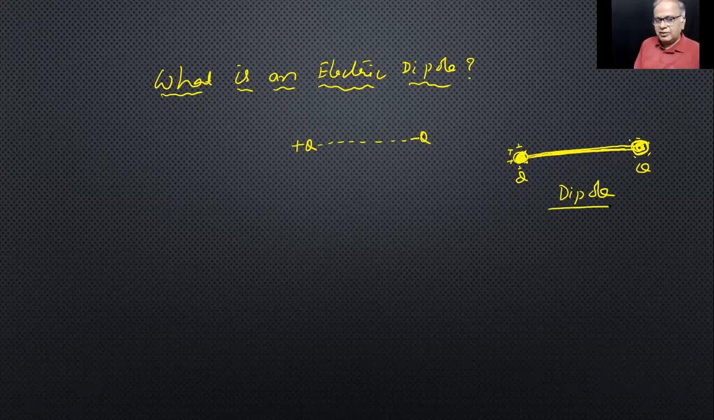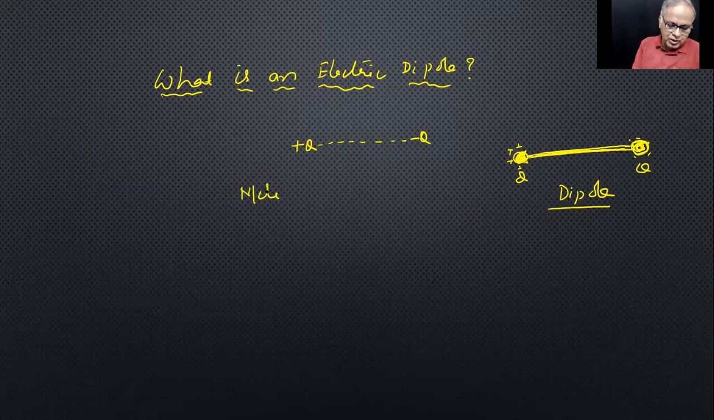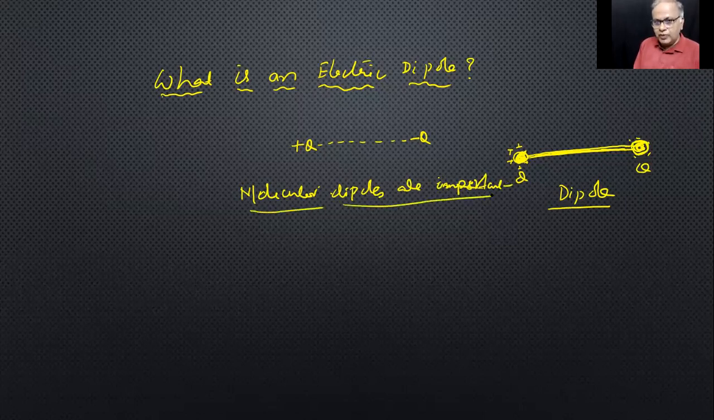But that kind of dipole is not very important. Maybe it's important somewhere in some kind of industry, I'm not very sure. But molecular dipoles are important, isn't it so? Could you tell me what a molecular dipole is? Or dipoles at a molecular level are important, in other words. Can somebody tell me whether they knew any dipole previously in chemistry?